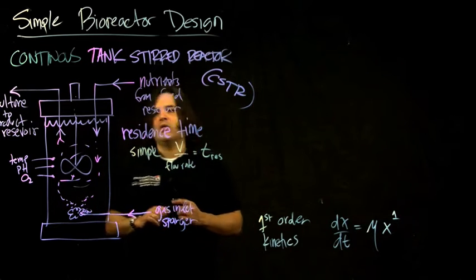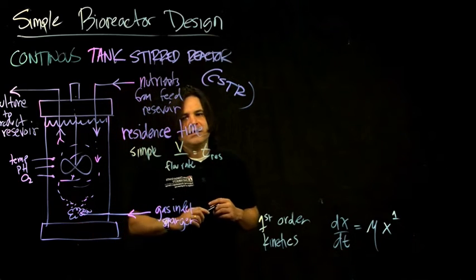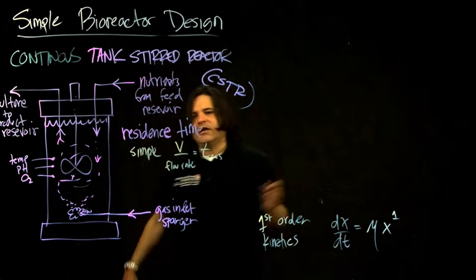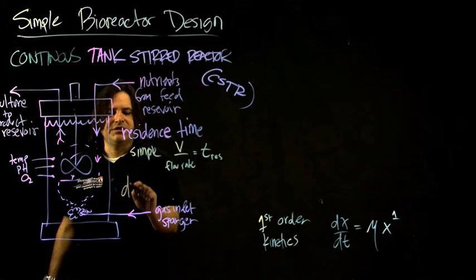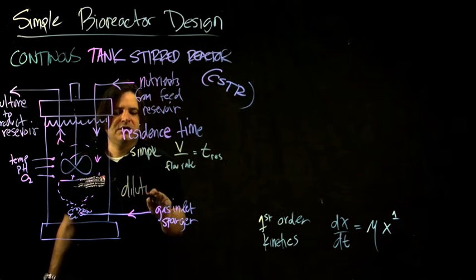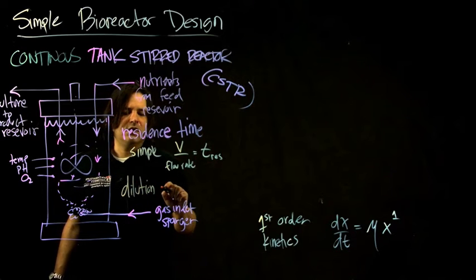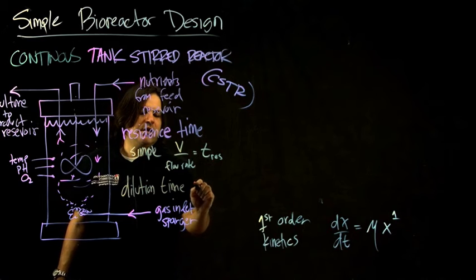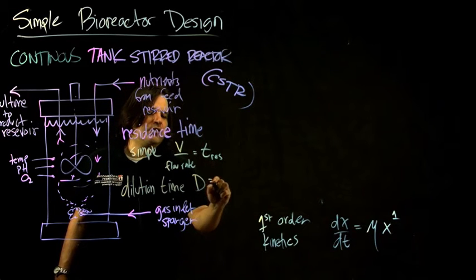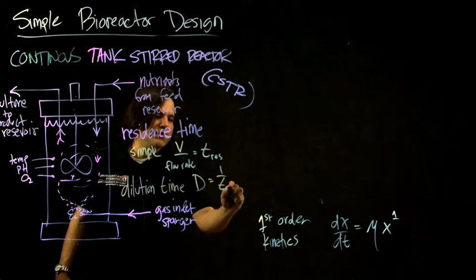But in bio analysis, in bioreactors, they typically talk in terms of dilution time. So dilution time is another way to describe the residence time. It's D equals 1 over T, residence time.